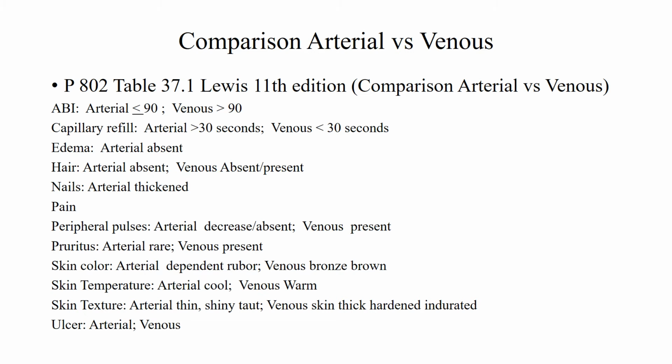Skin color in peripheral arterial disease will be reddish, or there is dependent rubor. And in venous insufficiency, the skin color can be bronze brown. The skin temperature in peripheral arterial disease is cool, and it's warm in venous insufficiency. Like we mentioned about ulcers, ulcers are most likely in the medial malleolus in venous insufficiency and lateral malleolus in peripheral arterial disease.